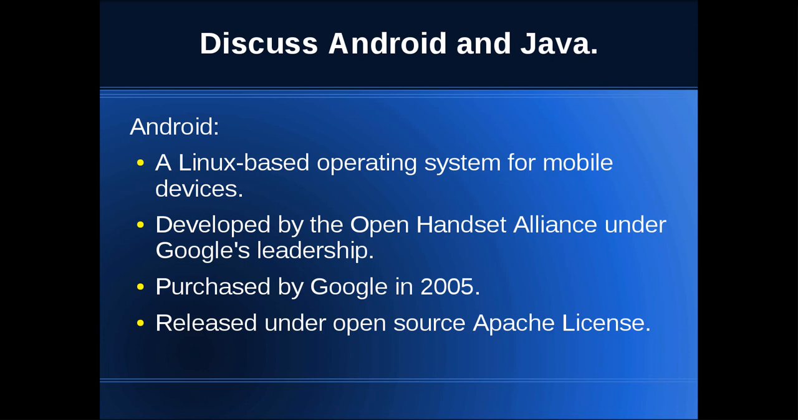The Open Handset Alliance is constantly growing. I think the latest number is more than 80 companies that have input into developing Android. Android was purchased by Google in 2005, and most of the Android source code is released under the open source Apache license. The one exception, of course, is the Linux kernel, which is licensed under the GPL license version 2.